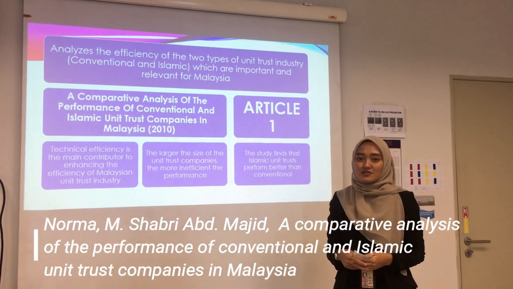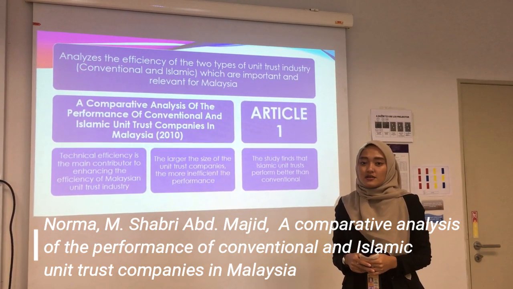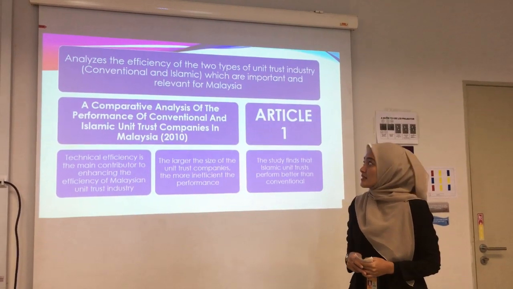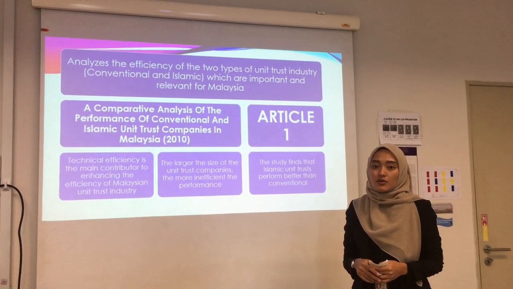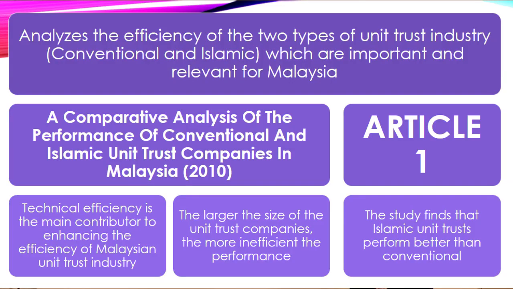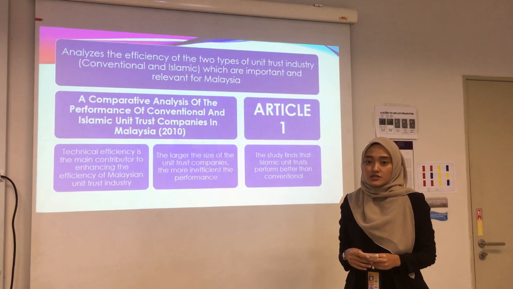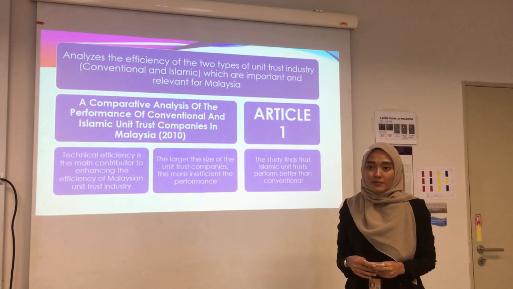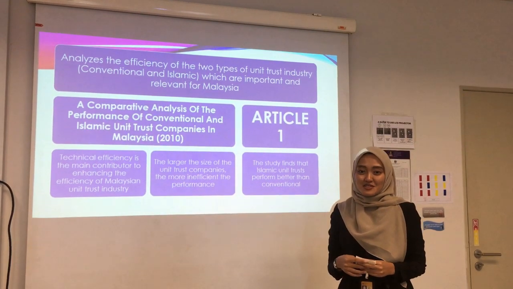The next article is a comparative analysis of the performance of conventional and Islamic unit trust funds in Malaysia. This article analyzes the efficiency of the two types of unit trust fund, conventional and Islamic, and how important or relevant they are towards Malaysia. The article gives three findings. First, technical efficiency is the main contributor to enhancing the efficiency of the Malaysian unit trust industry. The second is that the larger the size of the unit trust company, the more inefficiently the unit trust will perform. And the third is that Islamic unit trusts perform better than conventional unit trusts.